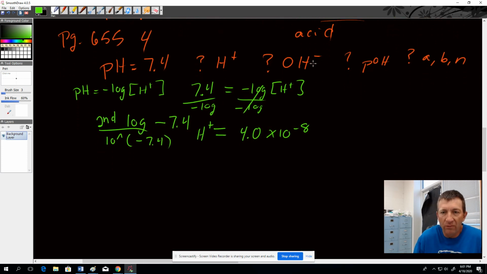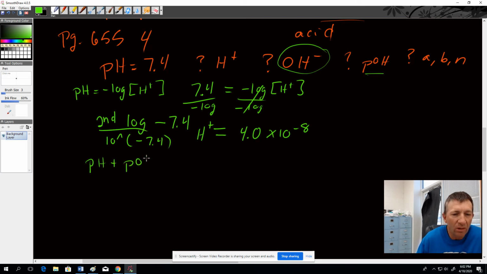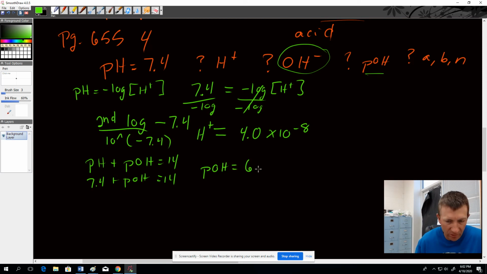Now, let's solve for the OH concentration. There are two different ways we could do it. We could solve for pOH, or we could use the ion product constant of water. I'm going to solve for pOH and then do it the way we've been doing it. If you remember, pH plus pOH equals 14. So we've got a pH of 7.4 plus pOH equals 14. We go 14 minus 7.4, and that gives us 6.6. So pOH equals 6.6.